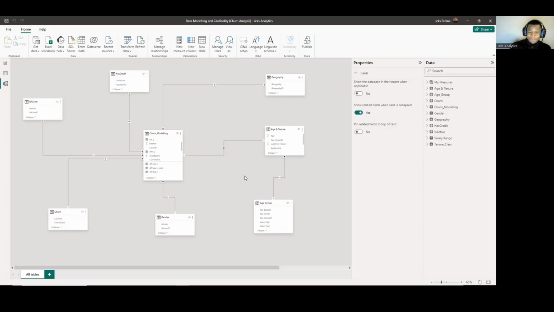Now, you see, because this is a one-to-many relationship, that's why it's also a single direction to the fact table. So these are a few things you need to understand about cardinality, relationship, and all that.